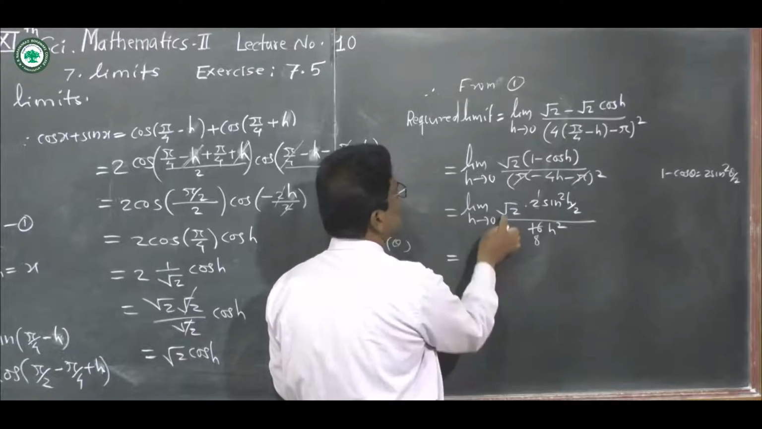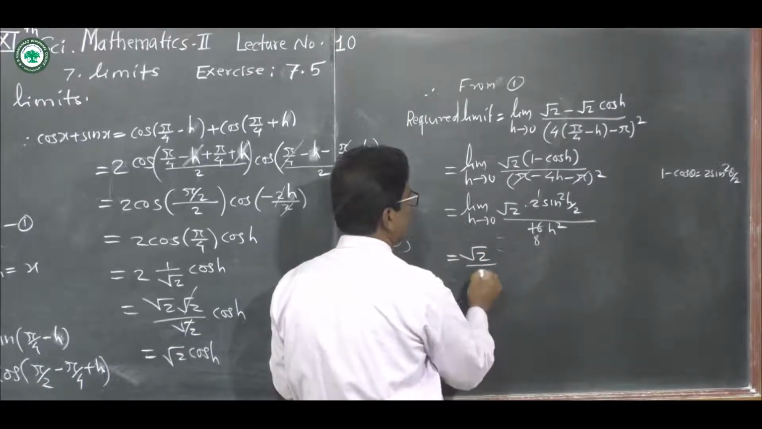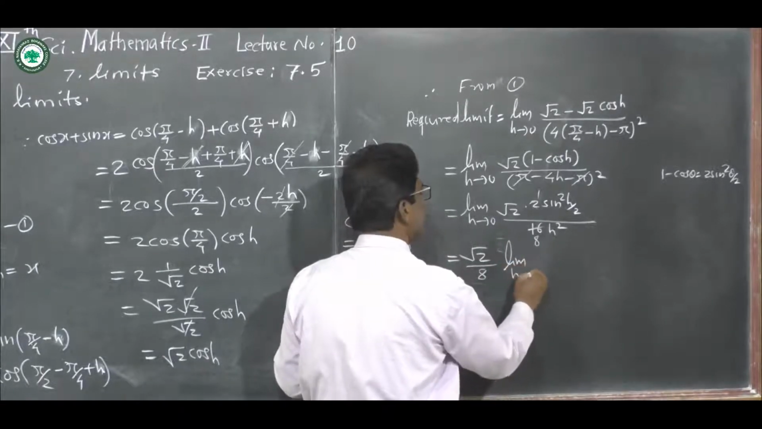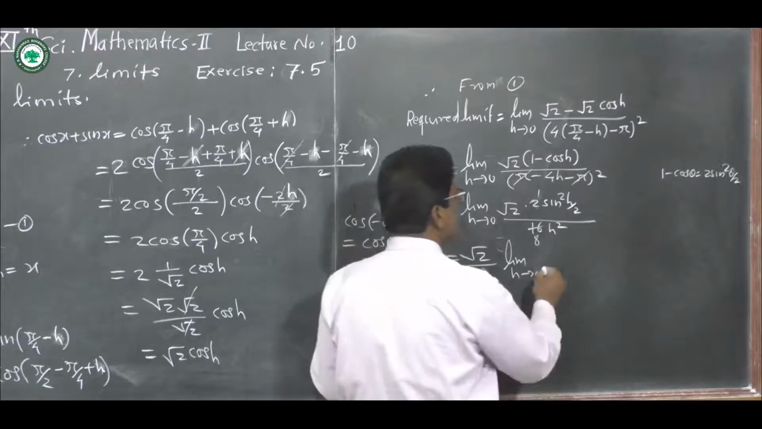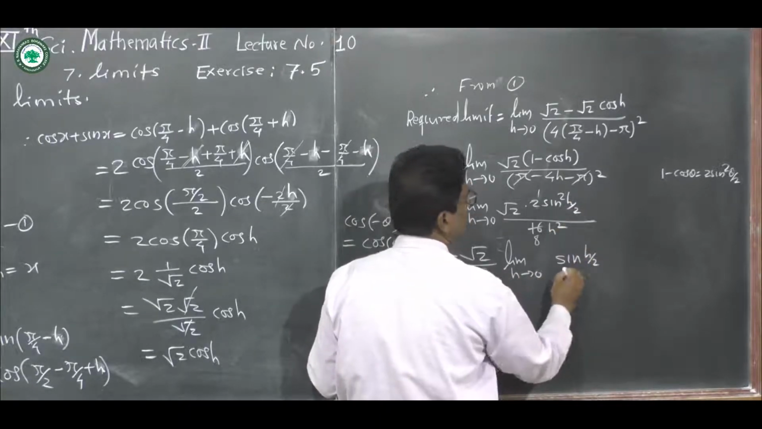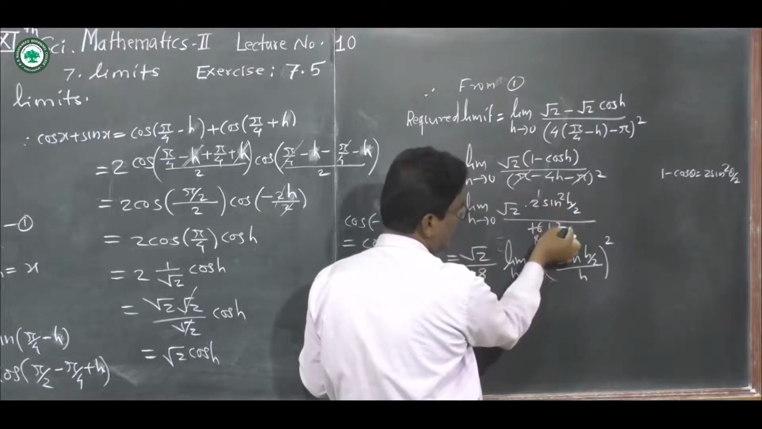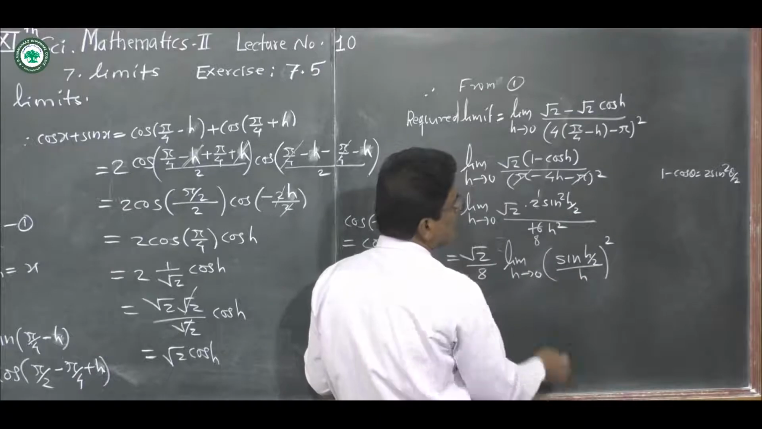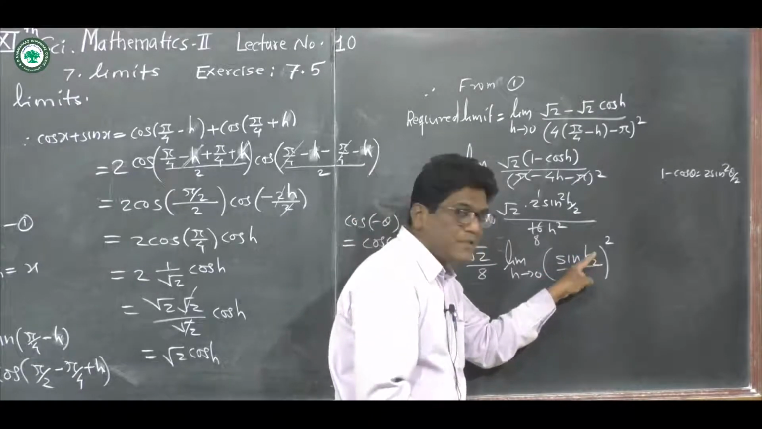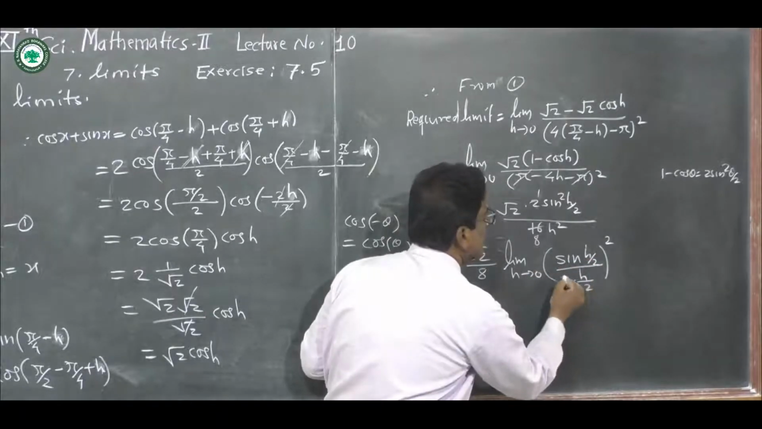So it is equal to, now take this root 2 outside the limit, this 8 outside the limit, and so we get here limit as h tends to 0, sine of h by 2, sine of h by 2, divided by h, bracket square. This square we write like this. Now angle of sine is h by 2, so here should be h by 2, so divided by 2 into 2.